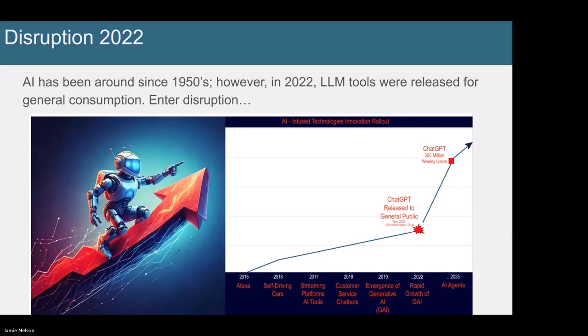And all of a sudden, we had 100 million users in 2 months. All of a sudden, everybody was jumping on the bandwagon. And then fast forward that to 2025, where there's 300 million weekly users of AI tools. And so this is where that disruption comes into place.